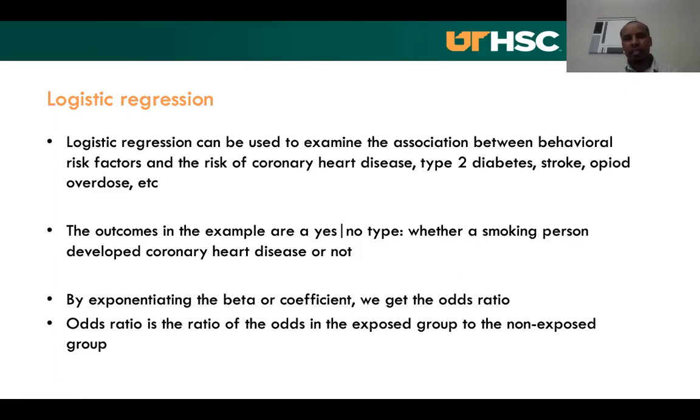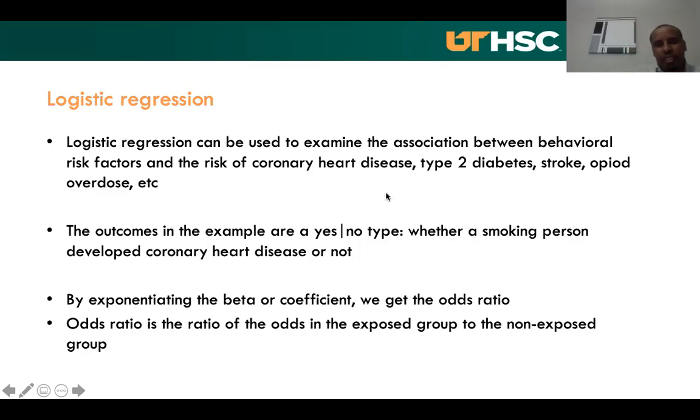So in all these cases, the outcome can be taken as a binary outcome. The risk of developing coronary artery disease, a yes or no, and we can take smoking as the behavioral risk factor. The risk of developing type 2 diabetes, say based on BMI, based on family history, and many other behavioral or other risk factors. And the risk of developing ischemic stroke based on nutrients, for example. Whether the patient develops a stroke or not is a yes or no type of outcome.